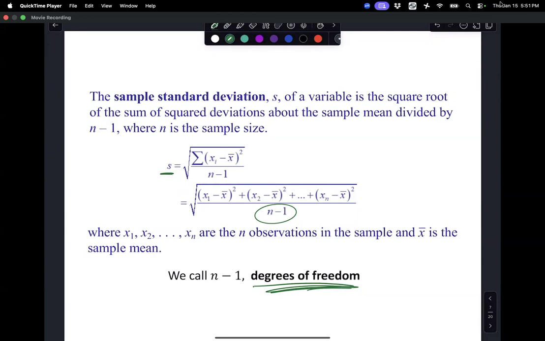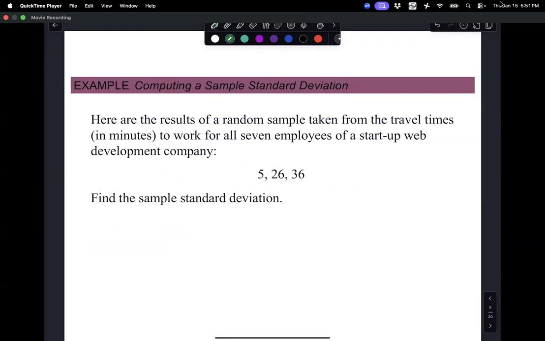So let's calculate a sample standard deviation. This one's a wee little standard deviation. This one's small. We're just going to use 3 data values. So first we need to find the mean of these 3. I'm just going to do this on my fancy calculator.